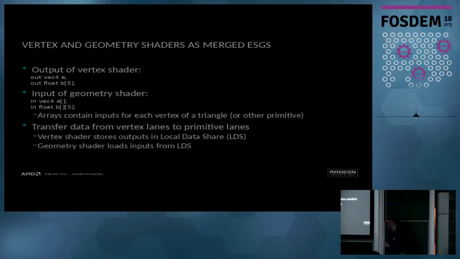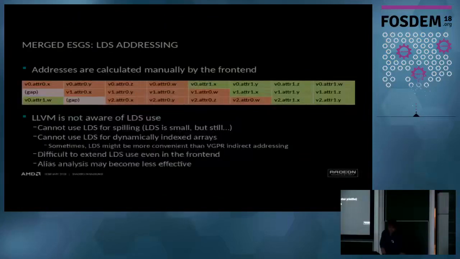And the way that this happens is that the vertex shader part stores its output into the local data share, which is a small memory that is shared between all the waves within one work group. So typically we have up to 4 waves to process up to 256 vertices at the same time. And then the geometry shader part loads the inputs from there. Now, this shows how the data is laid out in LDS.